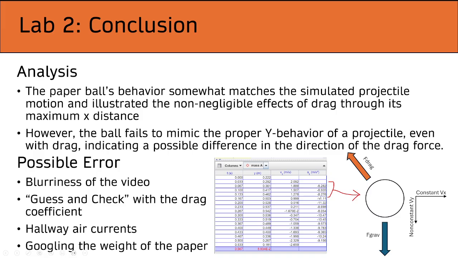So there's a couple possible things that happen. I'm fairly certain there's a chance either A, I didn't quite see the hand still touching the paper, or there was just an air current in the hallway creating this opposite direction F drag, and hovering the ball. Blurriness of the video played into that, and also could have been the guess and check with the drag coefficient, and also just Googling the weight of the paper.